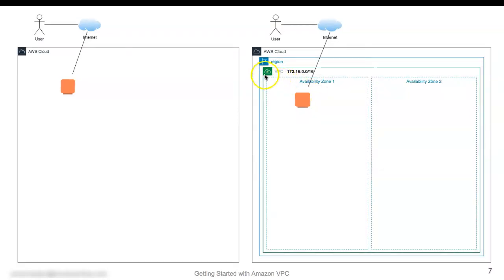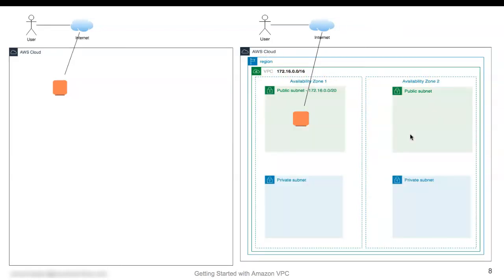Then comes the VPC. Now if you look at this particular picture, now VPC, you will see one IP range also, 172.16.0.0/16. So your EC2 instance is running in this VPC. VPC is again further divided into something known as subnets. So in this particular picture, there are 4 subnets.